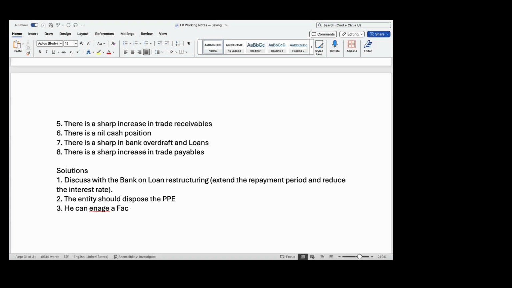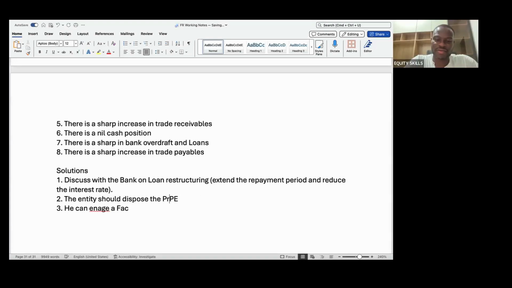Yes, please, Florence. The PPE, what's the full meaning? Property, plant, and equipment. Sorry, but these are things that I will still teach you. PPE, property, plant, and equipment. It's like fixed assets.